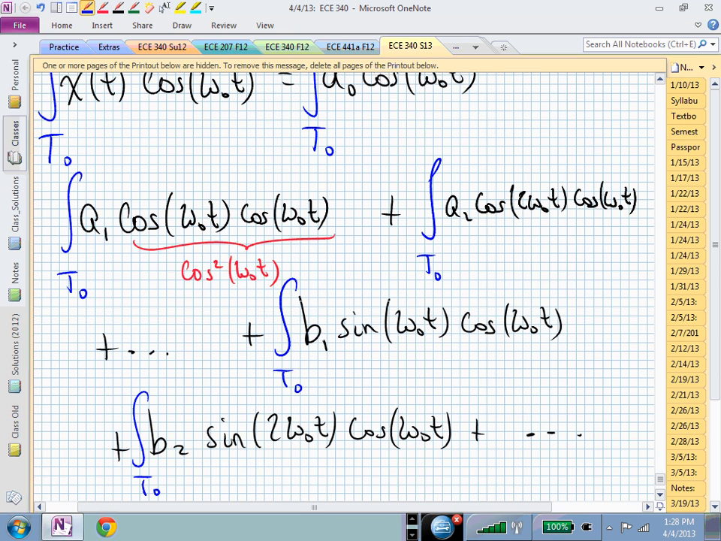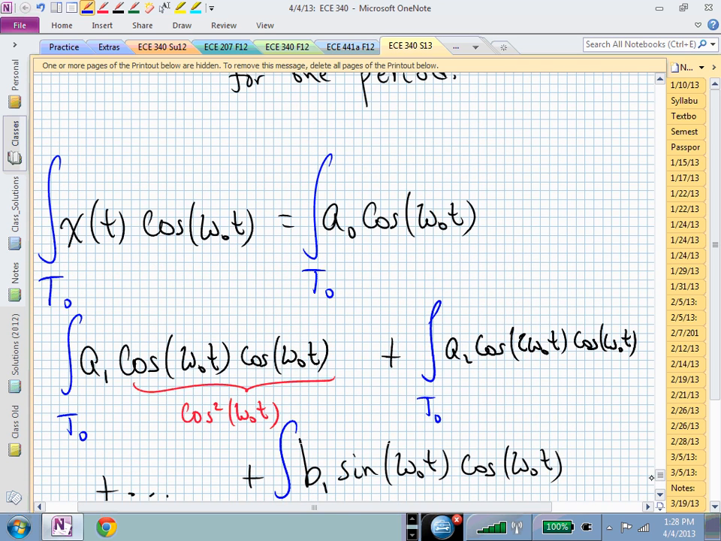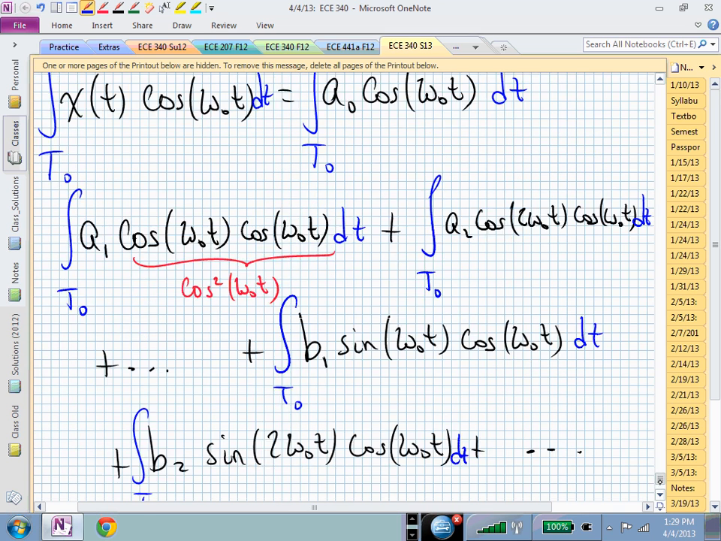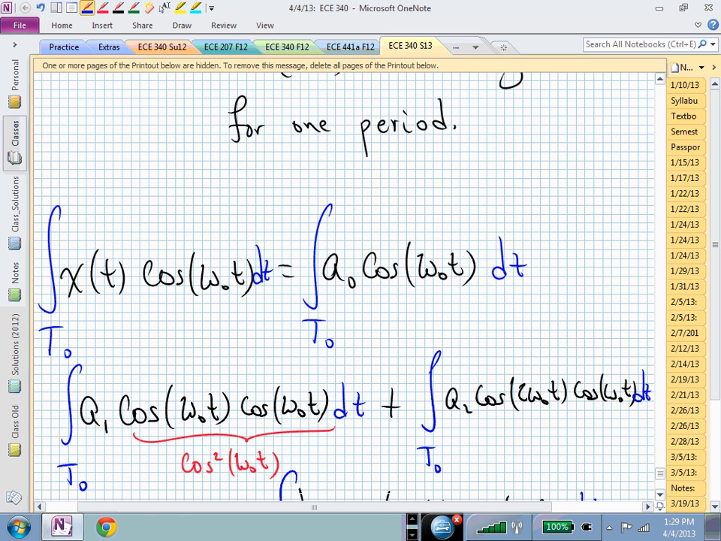Let's go back to the first one. The left-hand side, I'm just going to have to compute. This is going to be, and whoops, I forgot my dt's, didn't I? So this is now dt, dt, dt. That first piece on the left-hand side, I'm going to have to compute that. How does x align with cosine omega naught t? How is it correlated? That's going to be a value. That will be a number. How does x align with cosine omega naught t?